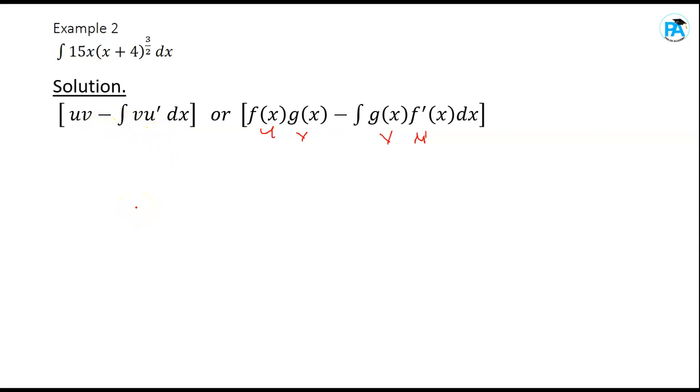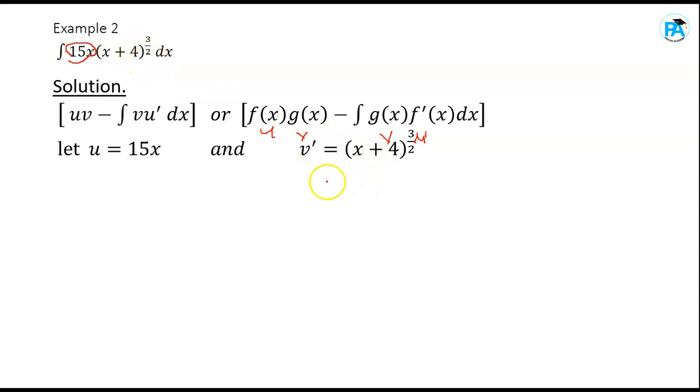So what you're going to do here now is, listen, you let u be equal to the first function here, 15x. You let u be equal to 15x, and you also let the derivative of v, not v, please take note, but the derivative of v, be (x plus 4) exponent 3 over 2. Be very careful and vigilant when you are solving this.